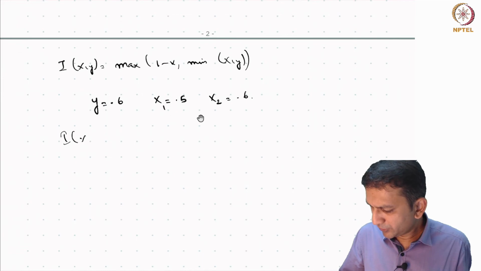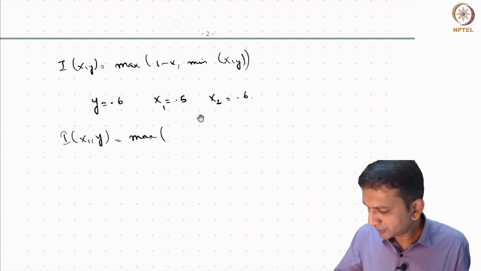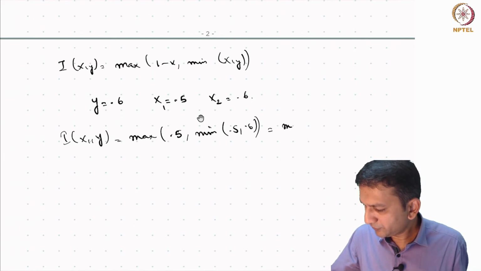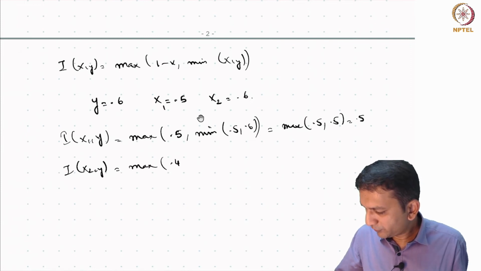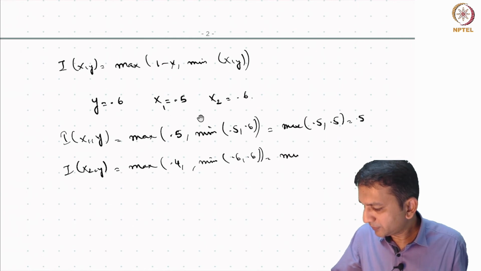So let's look at what is I of x1 comma y. Now this is max of 1 minus x1, that is 0.5, comma minimum of 0.5 comma 0.6. Now this will be max of 0.5 comma 0.5, which is 0.5. What about I of x2 comma y? It is max of 0.4, that is 1 minus x2, comma min of 0.6 comma 0.6, which is max of 0.4 comma 0.6, which is 0.6.